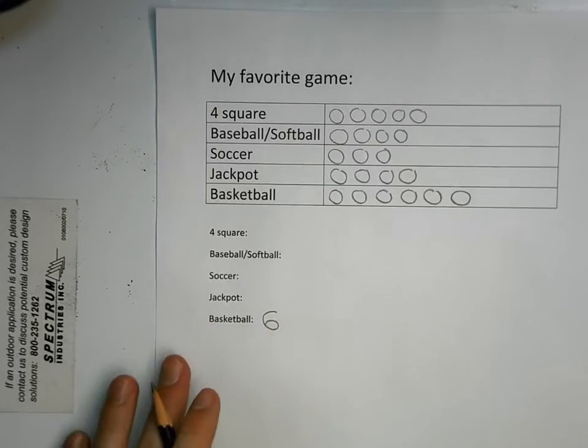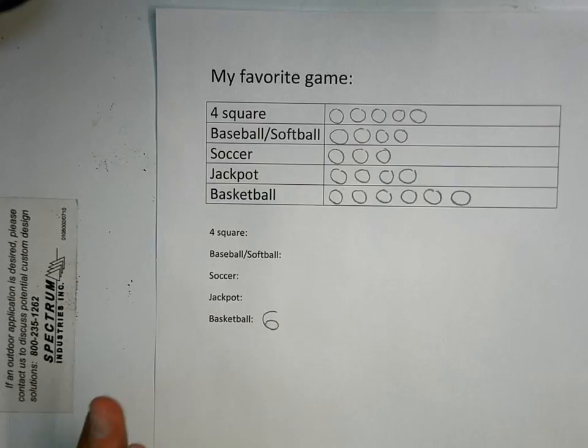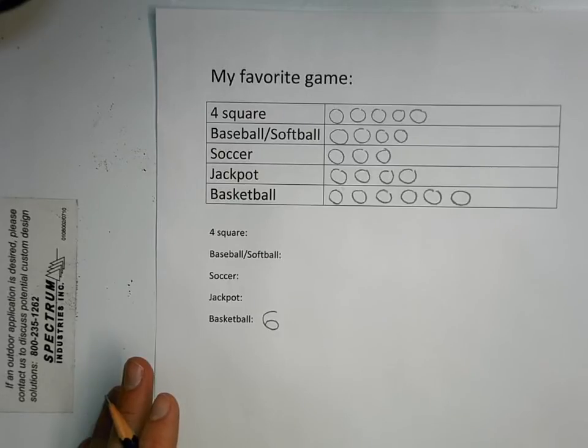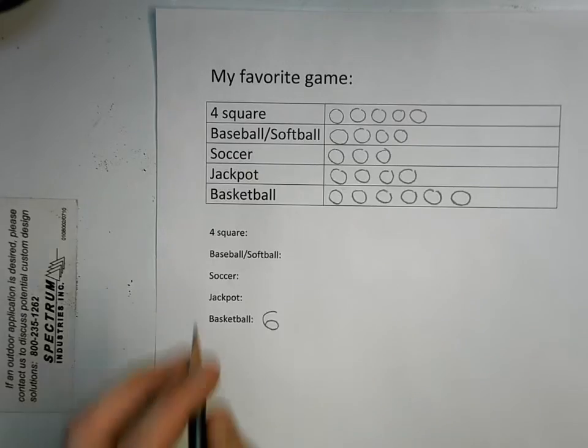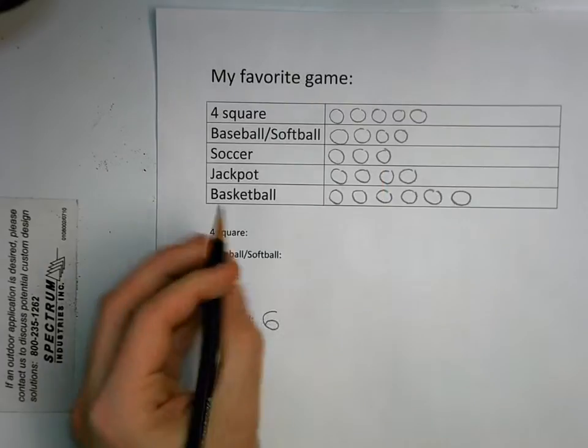Okay, which game did the kids here in room 2 like the least? Or which did the least amount of kids like the best? Tiana. Soccer. And how many kids like soccer? 3. How did you know that there were 3 kids who like soccer? Because there were 3 circles. 1, 2, 3.